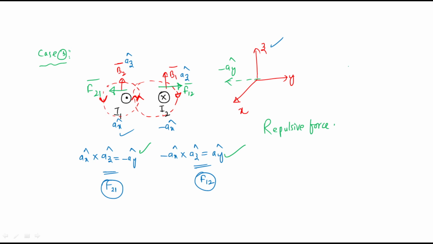So like that you will get the analysis for case 4. What is case 4? Cross dot. From this case also you will get repulsive force. This is homework for you. Simple, right? So what is the summary?